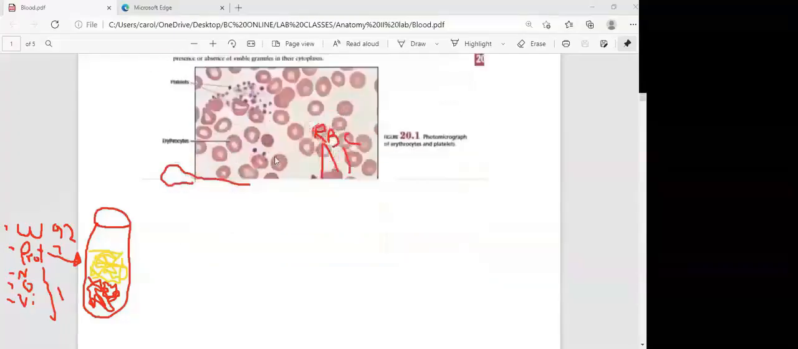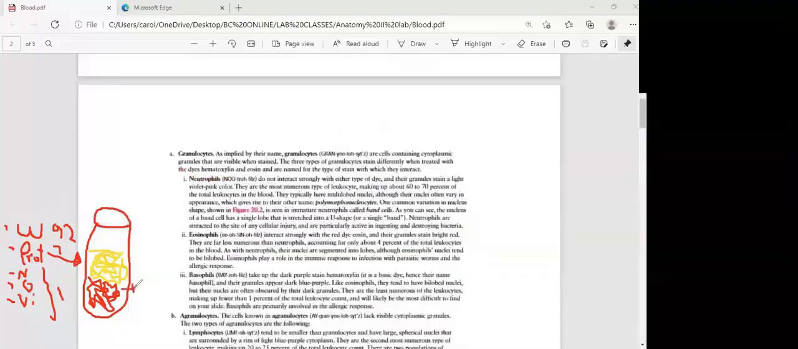Okay, so then we keep scrolling down right here. What's the job of the red blood cells? The job of the red blood cells is to transport gases, for example, oxygen. The job of the white blood cells is to fight infections. The job of the platelets is to help us stop bleeding.